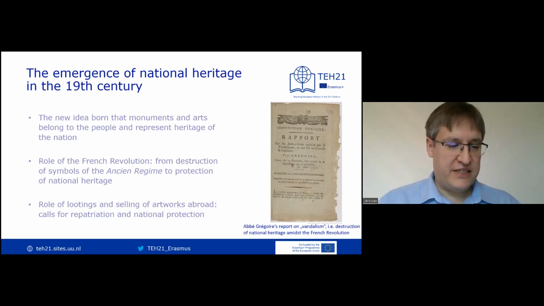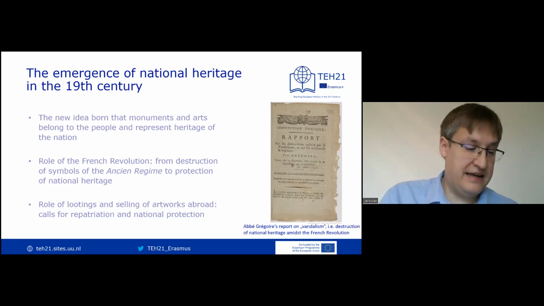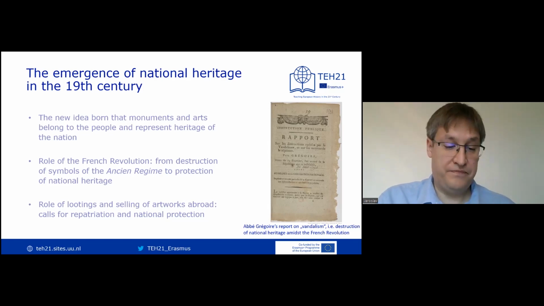The advance of modernity in the 19th century brought a new relation to the past, which became seen as distant and foreign, yet also highly interesting and enormously important as a resource for legitimizing many social and political objectives. The new era saw the rise of national heritage, which means the process of appropriation and reinterpretation of artworks and traces from the past as a collective treasure that belongs to the peoples and represents a particular nation.